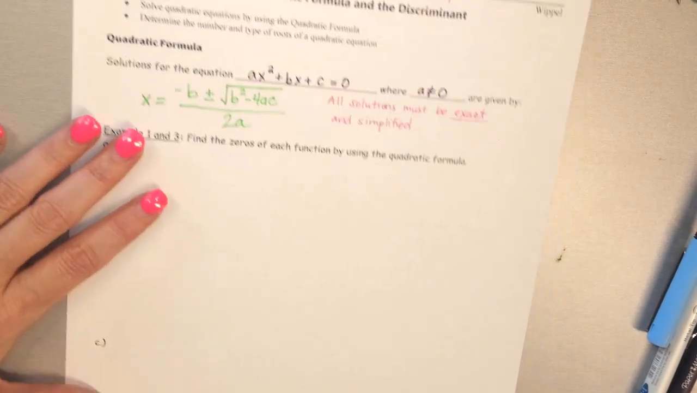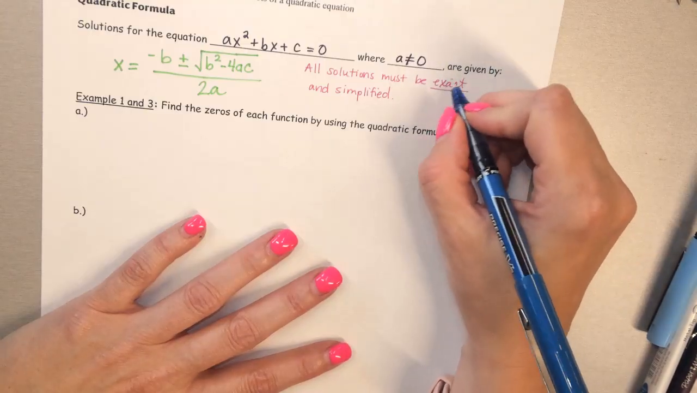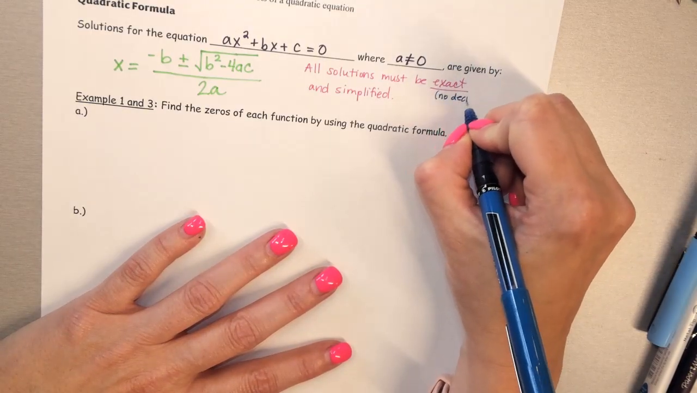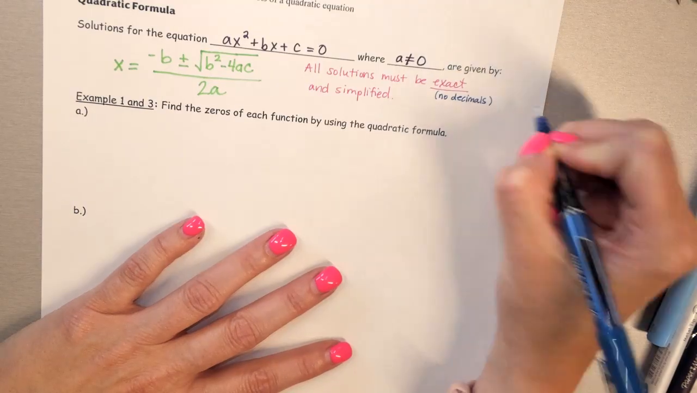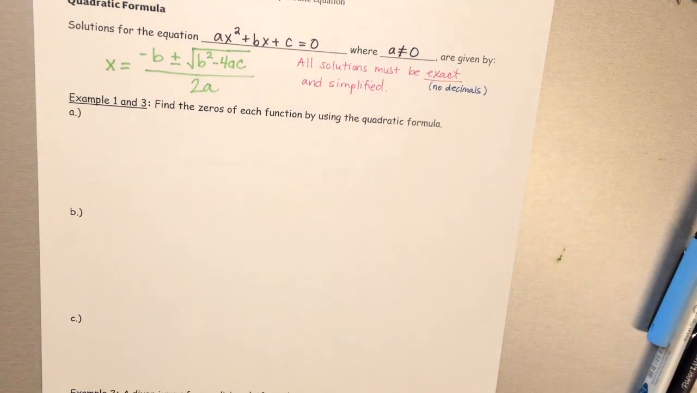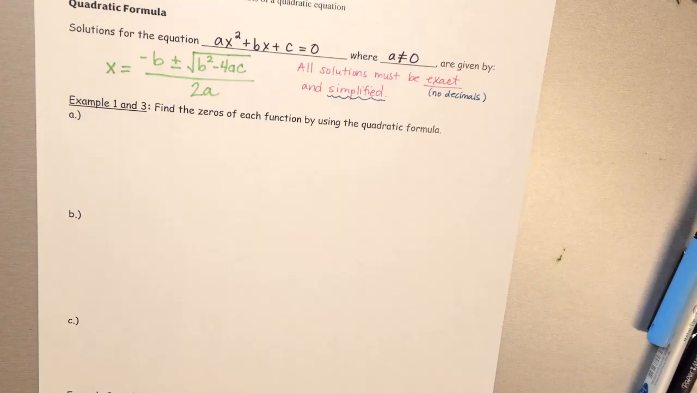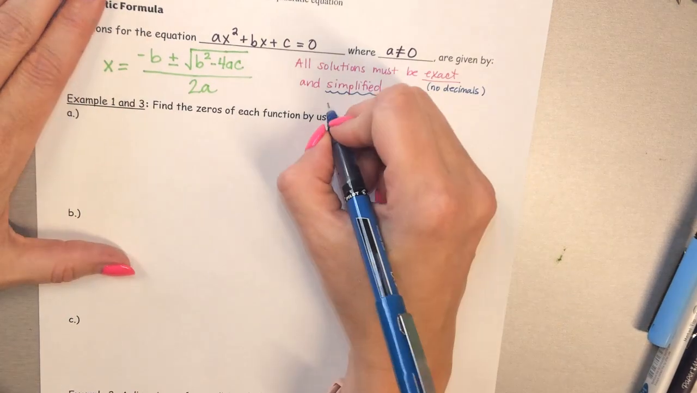Okay, so if something is an exact solution, that means we're not going to have any decimals. If there's a decimal that can be written as a fraction, we're going to have that. If we have a square root, we're going to keep it as a square root, and it's going to be a simplified square root.